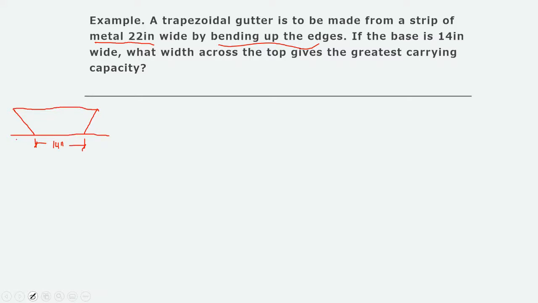And again, this strip is 22 inches wide. So if we have 14 inches left for the base, the measurement of the sides that we have bent is 4 and 4, right? So this is 4 inches, and this is 4 inches. So we now form a trapezoidal gutter.